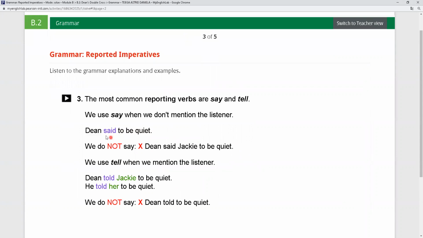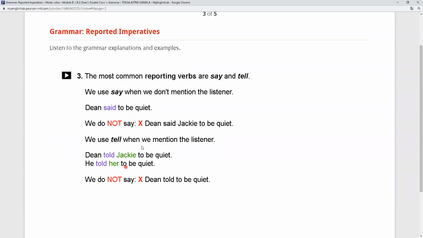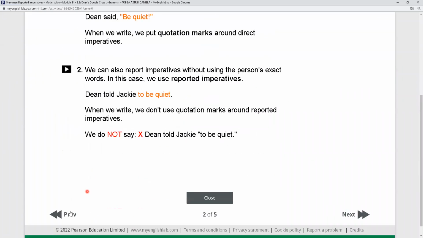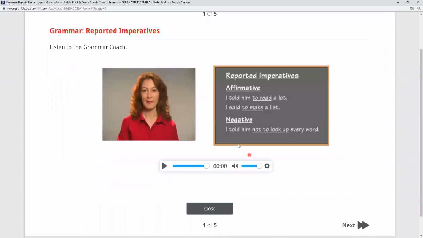Dean said to be quiet. If I want to change this sentence into the negative one, I'm going to say Dean... oh my goodness, sorry. Dean said not to be quiet. He told her not to be quiet. I told him not to look up every word.